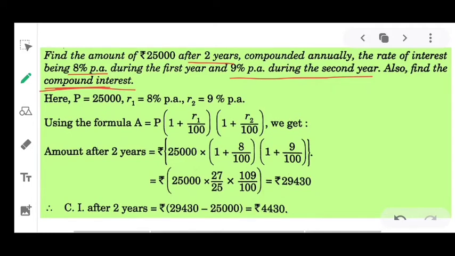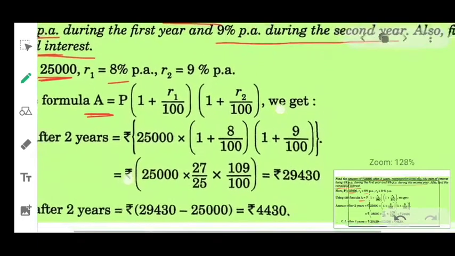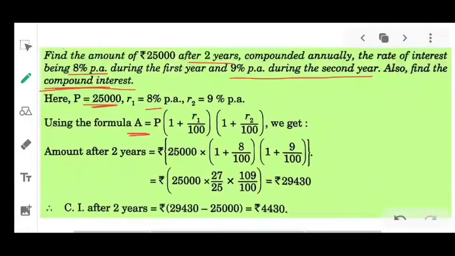So first write the given data. P equal to 25,000 and R1 is 8% and R2 is 9% per annum. Now the formula is A equal to P into 1 plus R1 by 100 into 1 plus R2 by 100. Now put the given data. P equal to 25,000 into 1 plus R1, 8 by 100, into 1 plus R2 by 100. R2 is 9, okay.